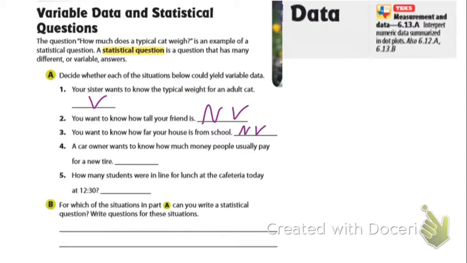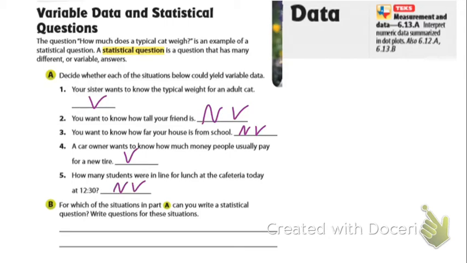What about number four? A car owner wants to know how much money people usually pay for a new tire. Does that vary? Yeah, of course it does. Depending on the tire that you buy, if you buy a brand name like a BF Goodrich, it's going to cost you more than, let's say, the Walmart brand. What about number five? How many students were in line for lunch at the cafeteria today at 12:30? Well, that does not vary at all. It's going to be the same amount of students there.